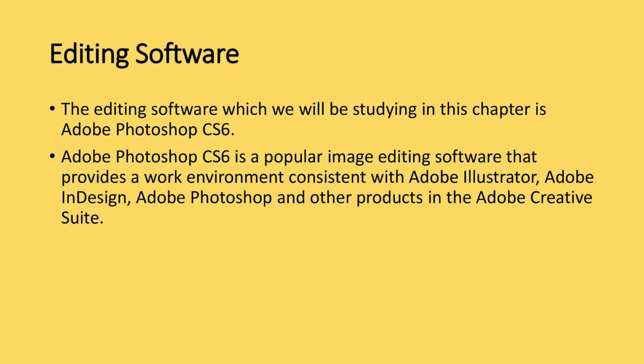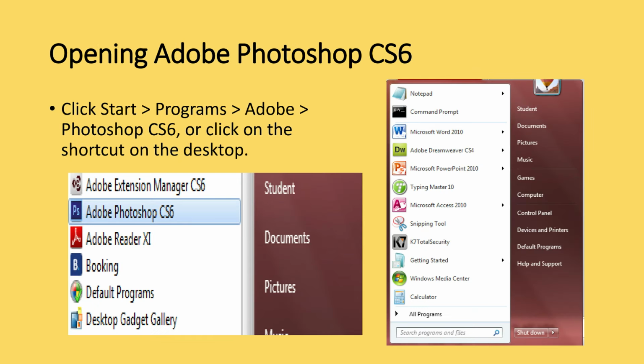Here you will learn how to get started, how to use the interface, and how to modify images with basic editing skills. Next topic is opening Adobe Photoshop CS6. To open Adobe Photoshop CS6, we need to follow the following steps. On a PC, click on Start, Programs, Adobe Photoshop CS6, or click on the shortcut on the desktop.